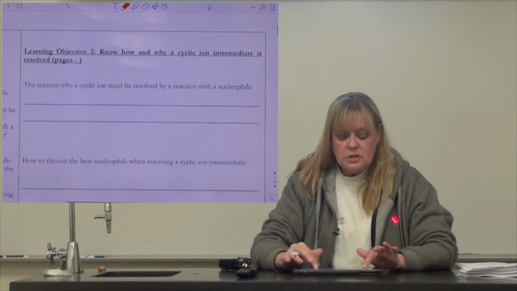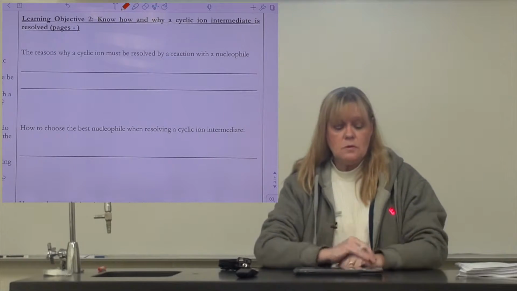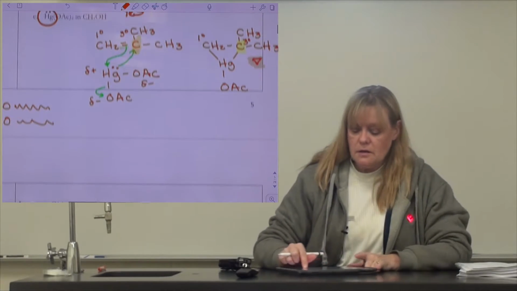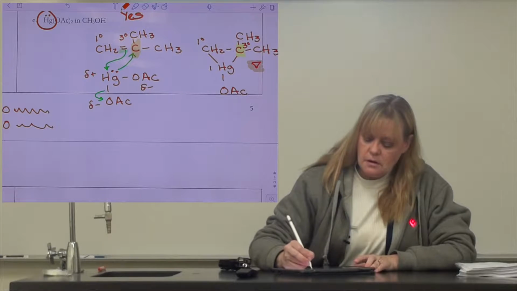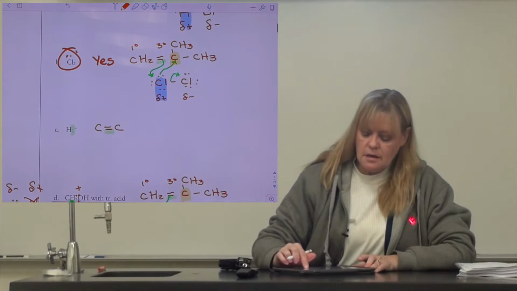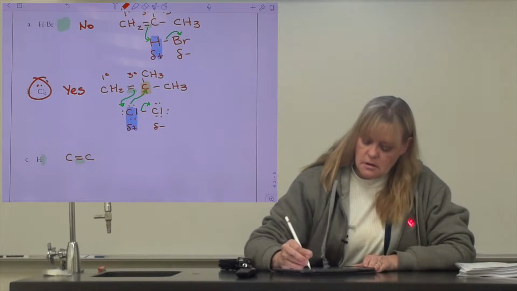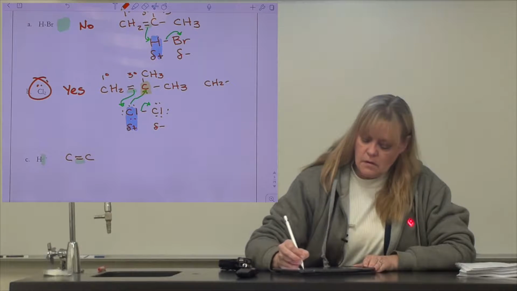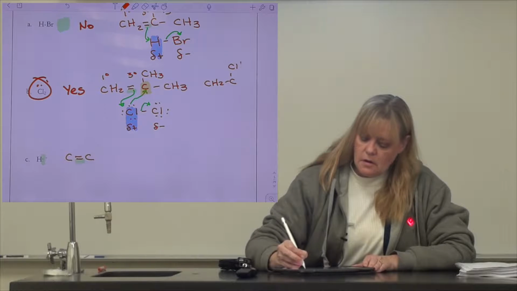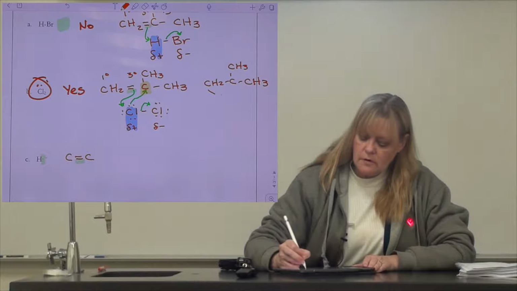Okay, so now we'll finish the reaction. So when you have a cyclic ion like that, and these are going to be ions, and I was sloppy and I didn't put that in. I'll show you why. They're going to be ions.